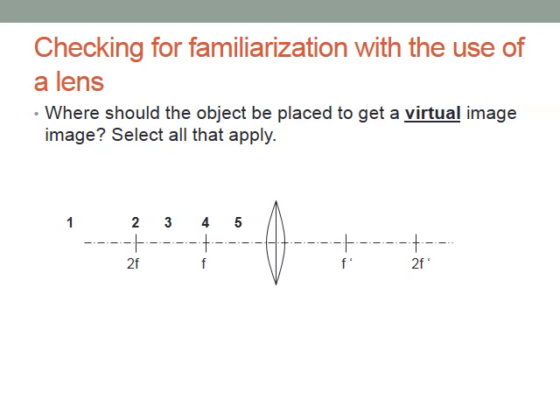Where would you place an object to get a virtual image? This is a really key one to have memorized: you need to put the object anywhere between the focal length and the lens. Inside this region will give you a virtual image. Everywhere else will give you a real image.